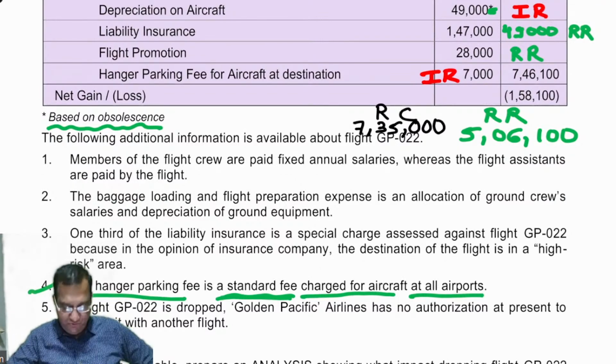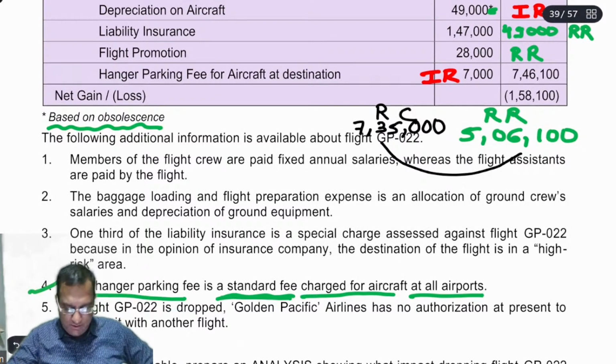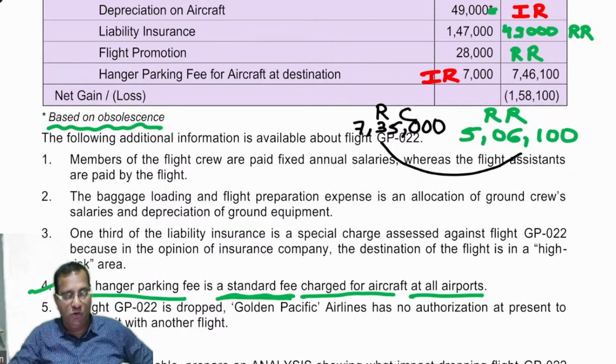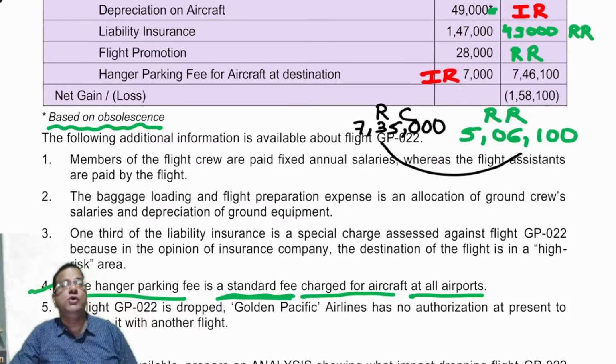So if we discontinue this flight, there will be a net relevant cost of approximately rupees 2,29,000. If we discontinue this proposal, then the cost will be 7,35,000, while the benefit is just 5,06,100. Therefore, it's better to continue this flight. Otherwise, we will result in a net loss of approximately 2,29,000 rupees.